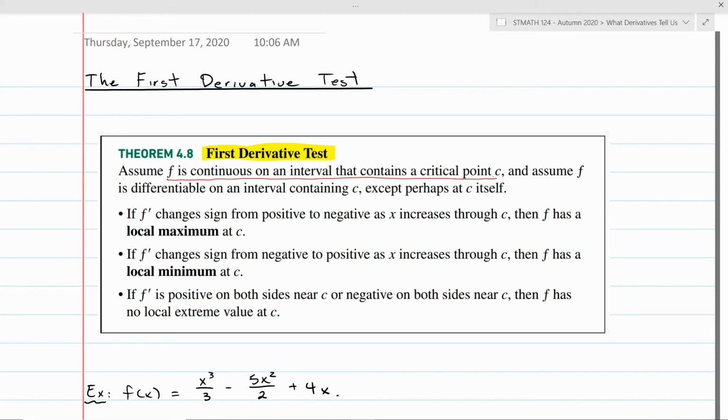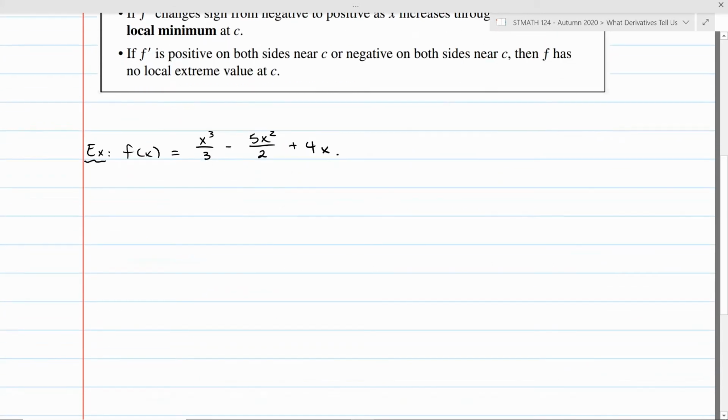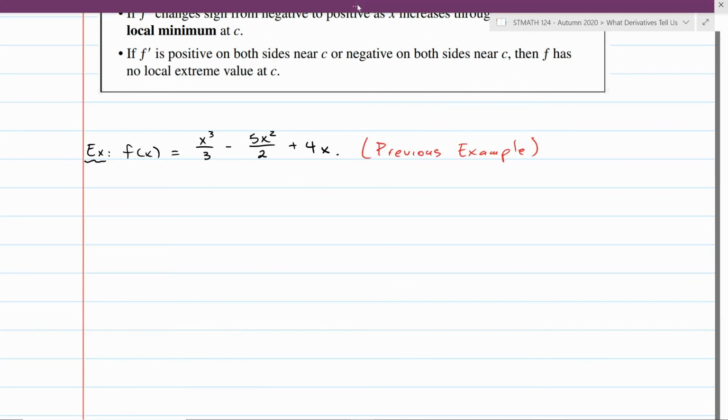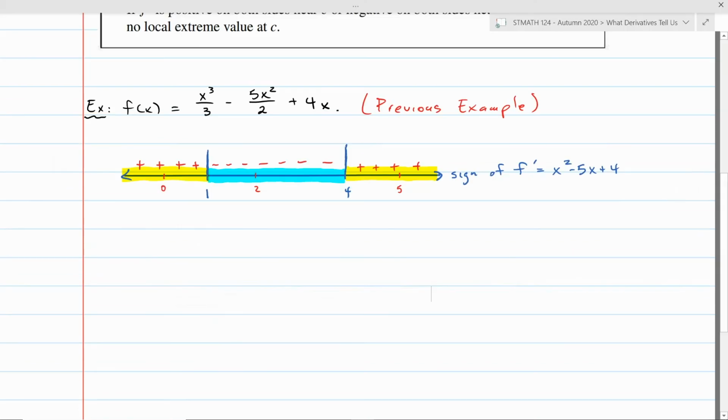And so we need to assume that our function is differentiable all around that point c, but maybe not at c itself. So that's the sort of thing you would expect to see at a corner point or a cusp or something like that. So that would be okay. We just can't have any asymptotes. So let's look at this function. Well, this is the same exact function that we were looking at in the previous example. Since we already did all the work on it, I thought we should take advantage of it.